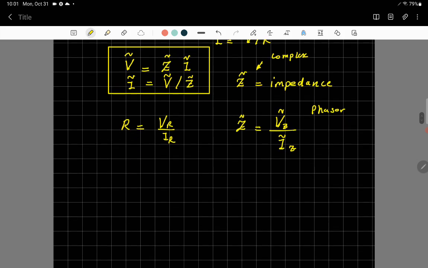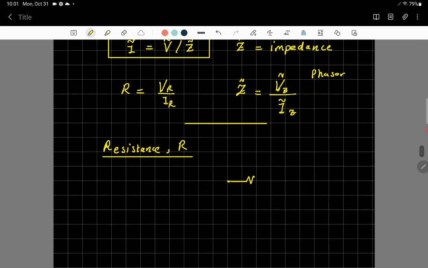So let's start with the first element, the resistor. In the resistor R, if you have resistance, the voltage across the resistance is VR of t, and the current through the resistance is IR of t.